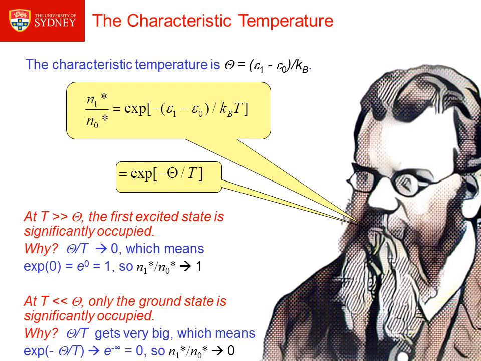So, if T is far above the characteristic temperature, then theta over T is very small, even approaching 0, and e to the 0 is 1. The Boltzmann equation then says that there are almost as many molecules in the first excited state as there are in the ground state. Conversely, if the temperature of the system is well below the characteristic temperature, then theta over T is very large, and e to the negative of a large number is almost 0. There are then only a small proportion of molecules in the first excited state compared to the number in the ground state.